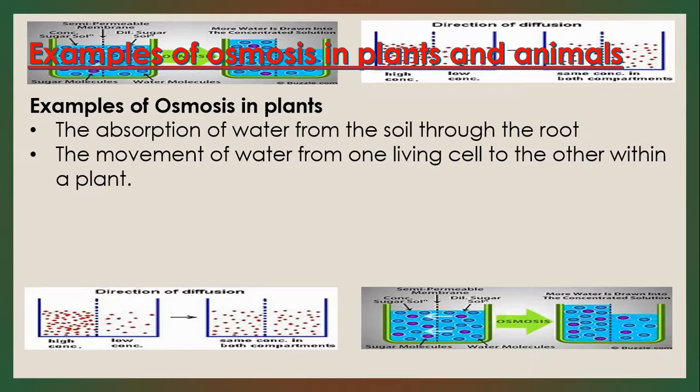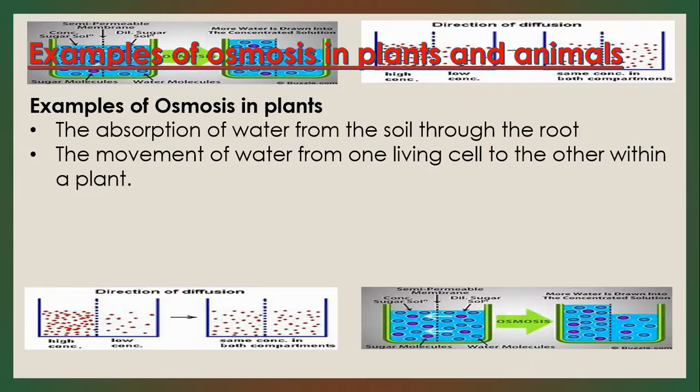Two, as water gets into the plant, the plant consists of cells, and the cells are lined up to the leaves. Plants need water to manufacture their own food. So how does the water get to the leaves from the roots? We are saying the movement of water from one living cell to the other within a plant is by osmosis. So let's take note of that as well. These are the two major examples of osmosis in plants.